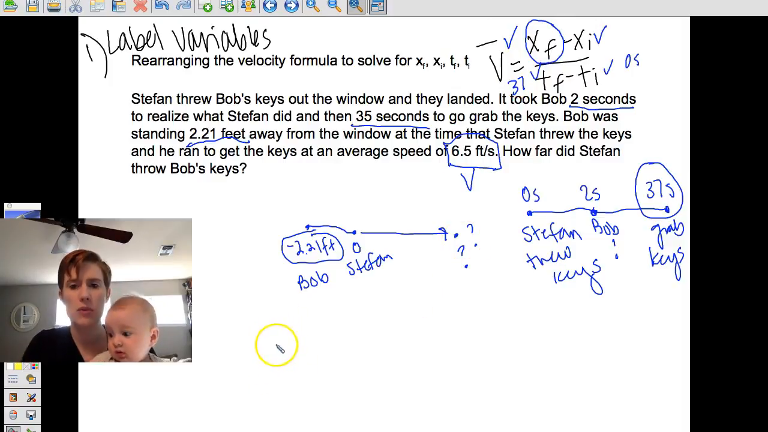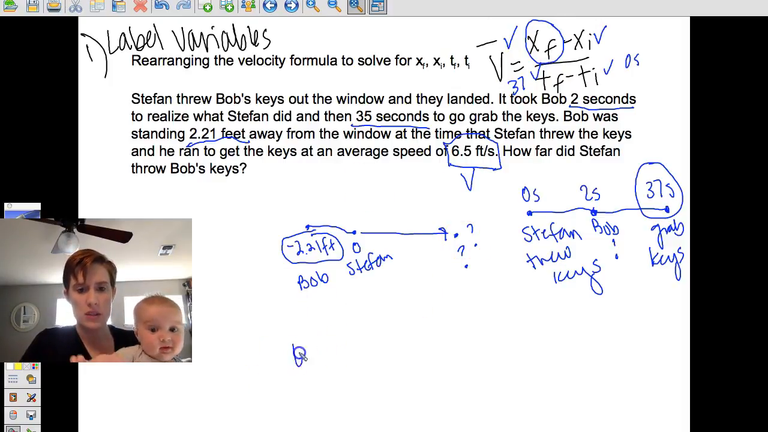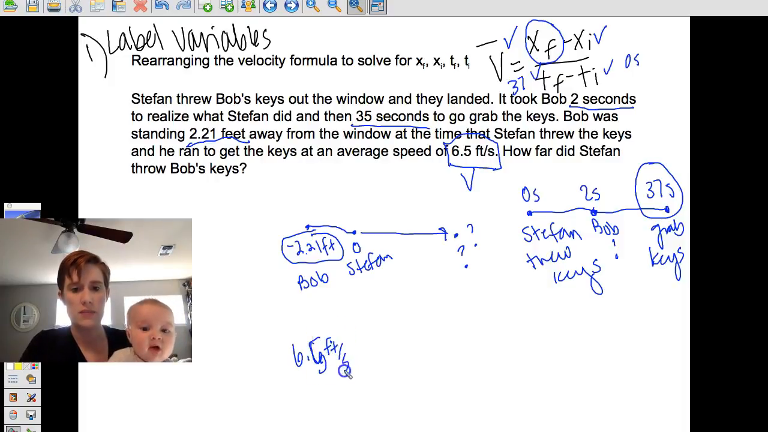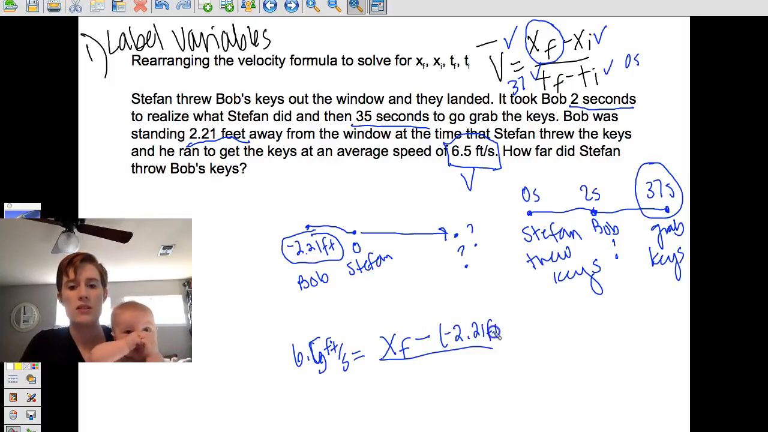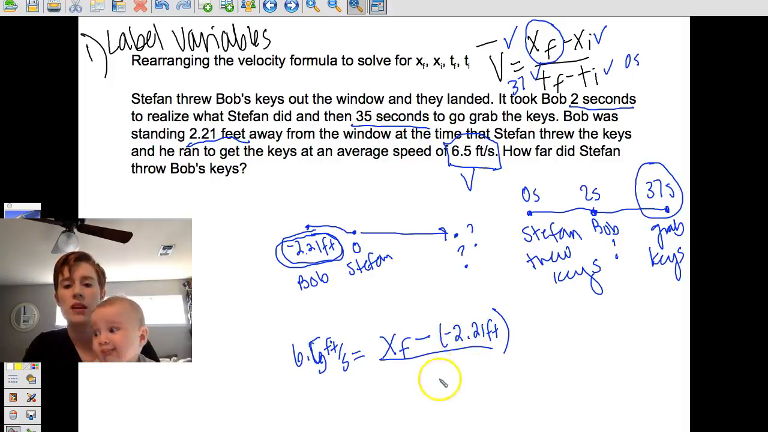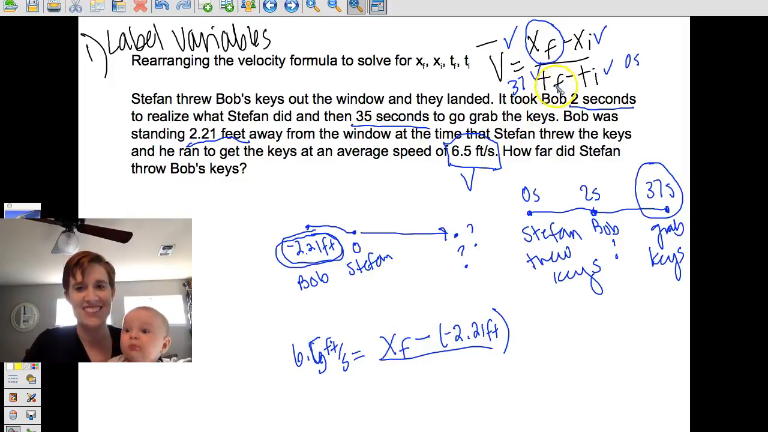So let's go ahead and plug in our numbers and rearrange. Our velocity was not 6.6, it's 6.5 feet per second. I don't know my final distance, so I leave that there. My initial distance, we said, was negative 2.21 feet. If this was a negative, you've got to leave it as a negative in your parentheses. Now we do final time minus initial time. Our final time was 37 seconds. Our initial time was 0 seconds.